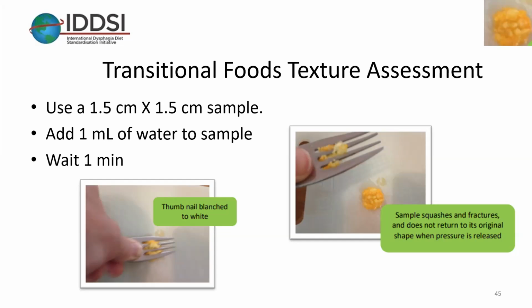If you look at this slide, you see that you're using your sample, right? The 1.5 centimeters by 1.5 centimeters. You add 1 milliliter of water to the sample. You wait a minute, and then you apply the fork pressure test. Okay, so the shape should remain, and that's the idea here when you release it.